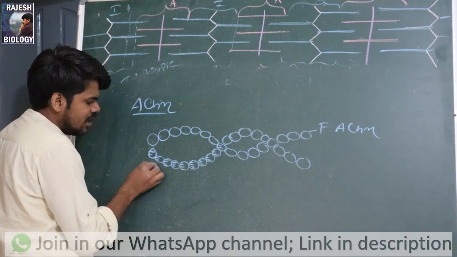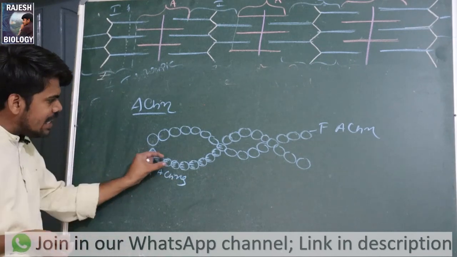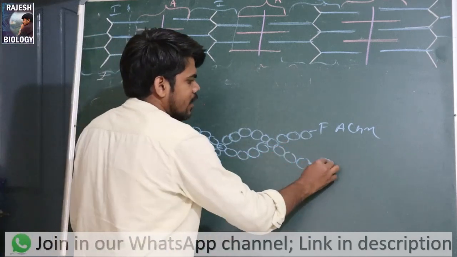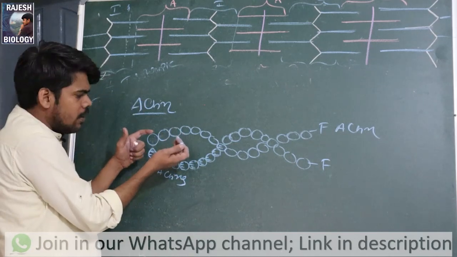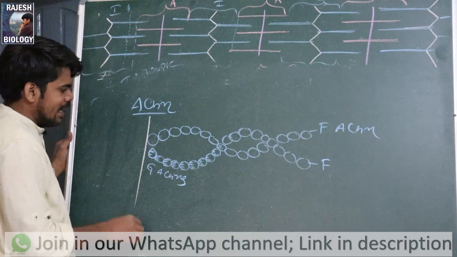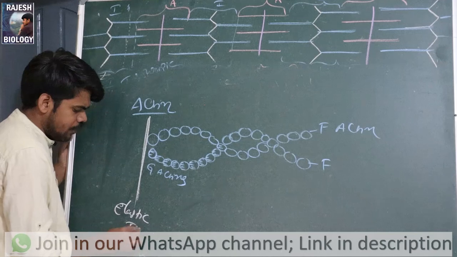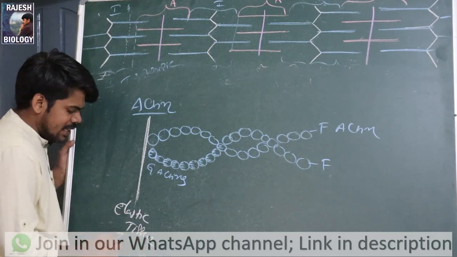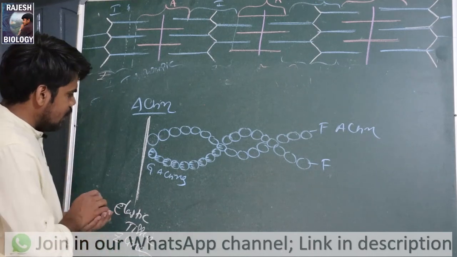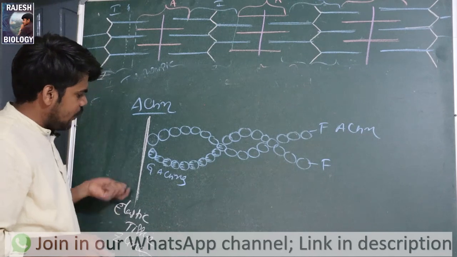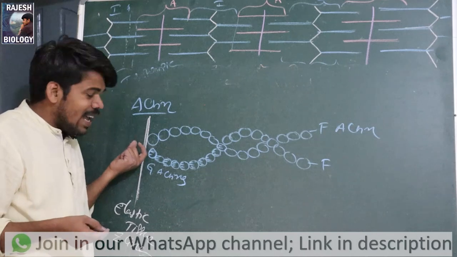So these all are G actins. So many G actins together form one F actin. Such two F actins are helically wound together and they are attached to one actinin. It is made up of elastic tissue. We are calling this the Z line, Dobie's line, cross line. Simply we can use that word, Dobie's line or Z line. It is made up of elastic tissue and consists of actinin protein.